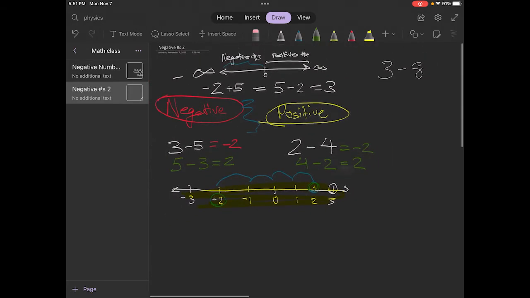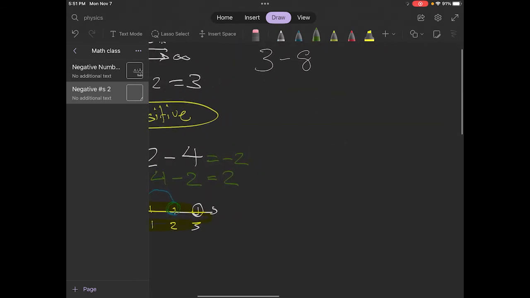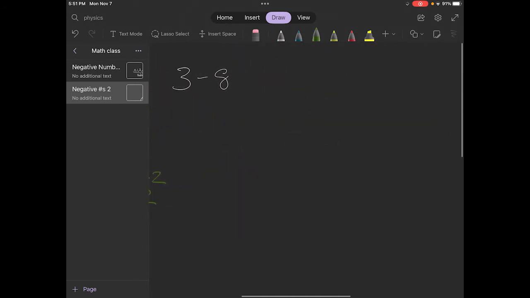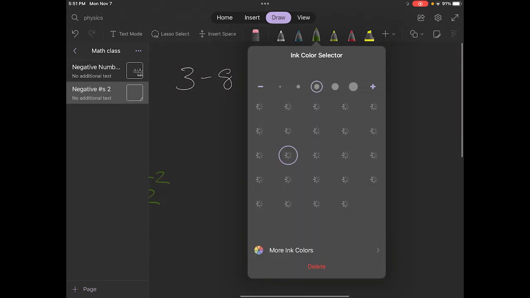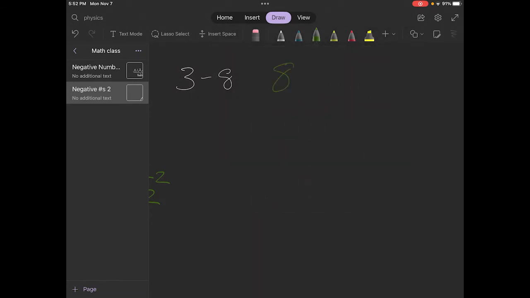So, we could apply that logic and say, hey, 8 minus 3 is 5. So therefore, 3 minus 8 is negative 5. And that's correct, but let's try to think of it a different way.